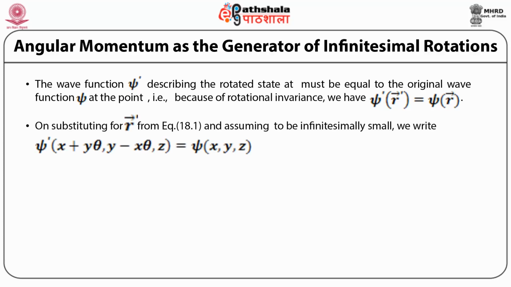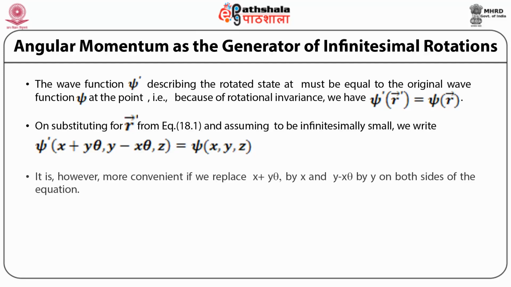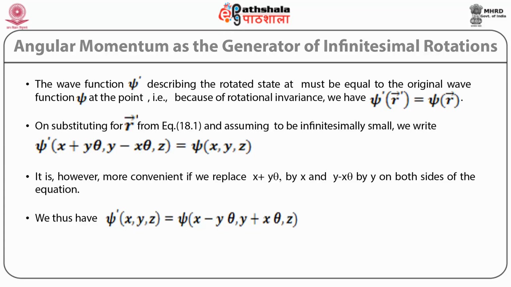On substituting for vector r prime from equation 1 and assuming theta to be infinitesimally small, we write psi prime of (x + y theta, y - x theta, z) is equal to psi of (x, y, z). It is, however, more convenient if we replace x + y theta by x and y - x theta by y on both sides of the equation. We thus have psi prime of (x, y, z) is equal to psi of (x - y theta, y + x theta, z).